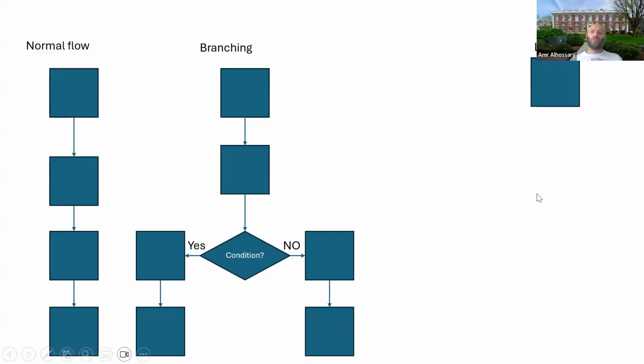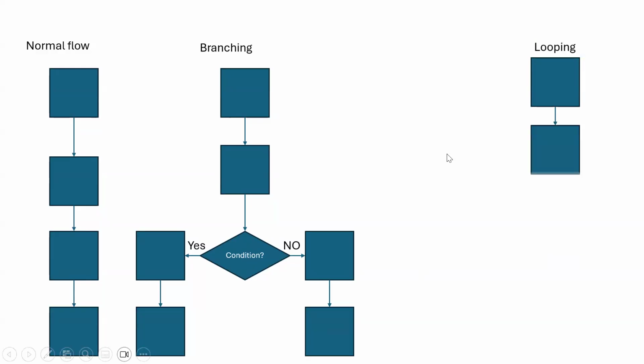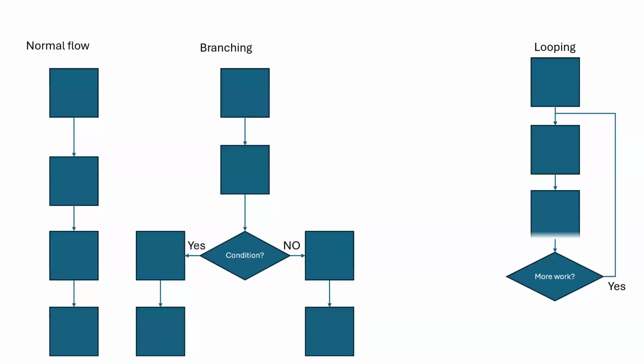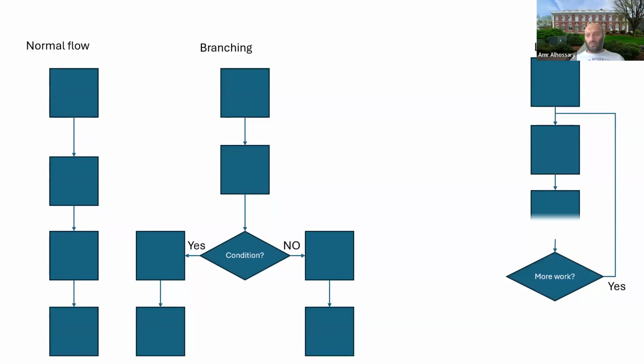And there is also looping, where you start with an instruction and another instruction, a third instruction, and then based on a condition, whether there is still more work to do, you repeat some part of the work. Until there is no more work, you exit the loop and continue as per normal.